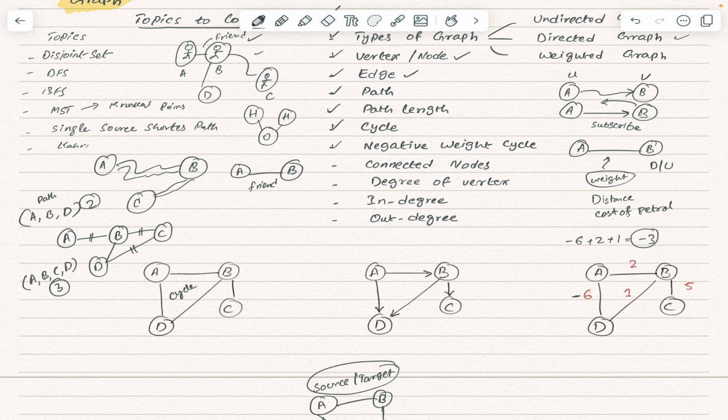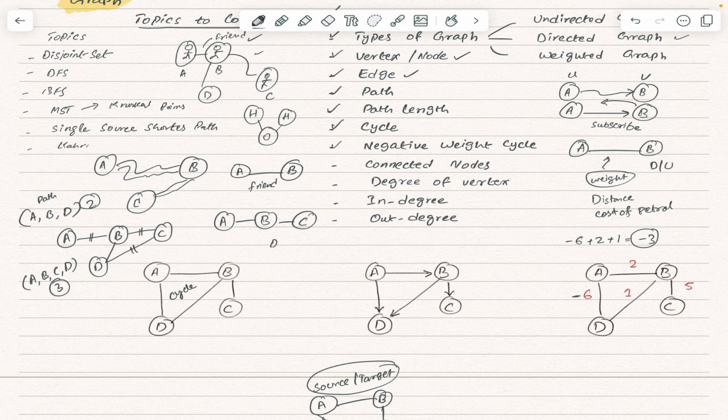We go for the next one, where we talk about what are connected nodes. Connected nodes mean, let's suppose, A is connected with B and B is connected with C. So A and B are neighbors. They are connected nodes, directly connected. And A and C are also connected, but indirectly. You have to go from A to B, and B to C. So these are called connected nodes.